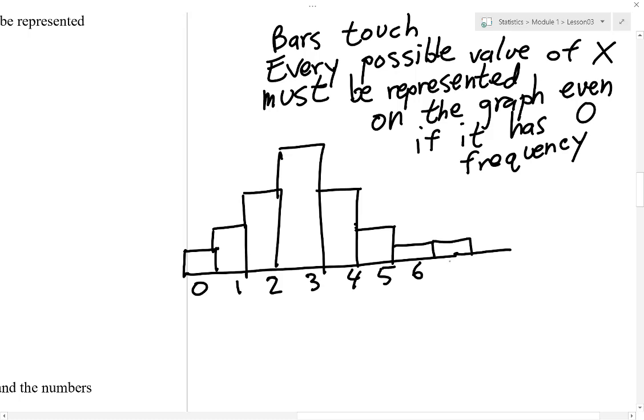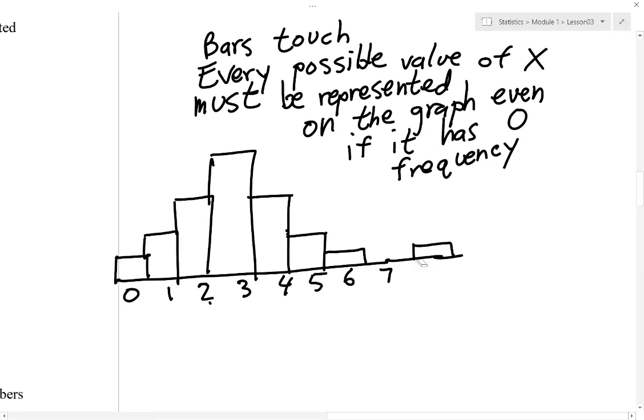I can't put the 8 over here. We're going up by ones, therefore I have to continue going up by ones, and I have to put the 8 in there. And so that 7 needs to be represented both in the frequency distribution and on the histogram. That's very important.